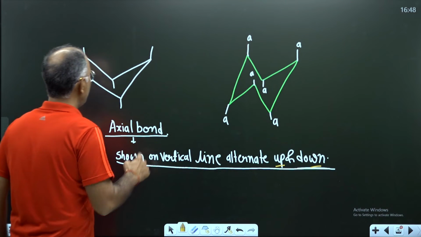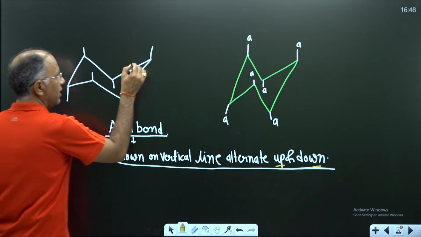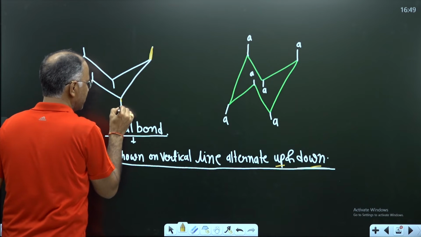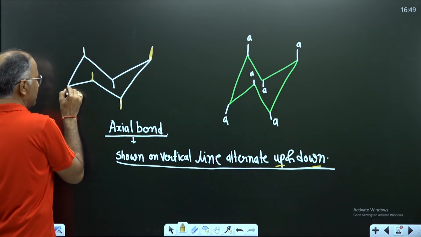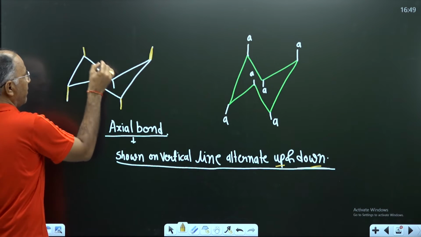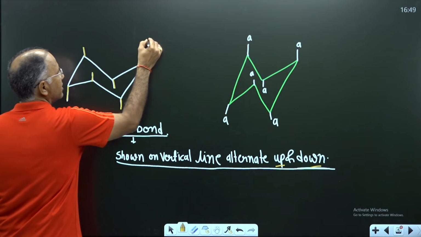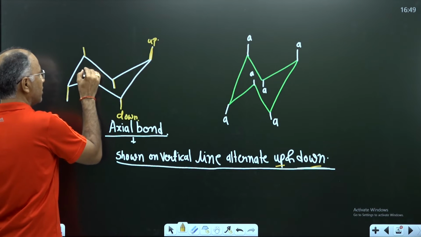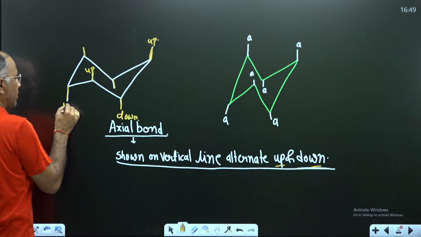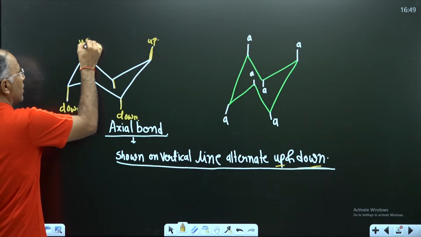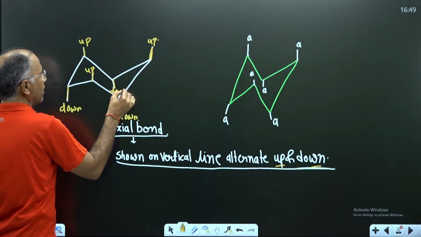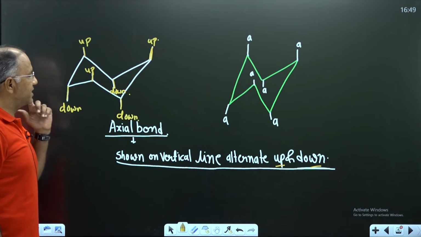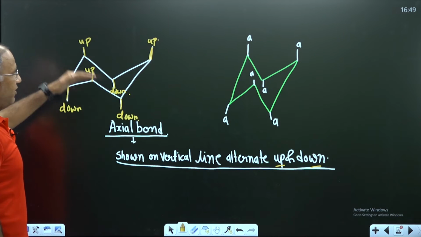What is the meaning of up and down? First of all, you have to draw chair form. Then you have to draw axial bond here. First bond is up, second is down. This means you have to draw up, next axial down, then up, down, up, and down. By this way, we can draw 6 axial bonds. Out of 6, 3 will be up and 3 will be down.